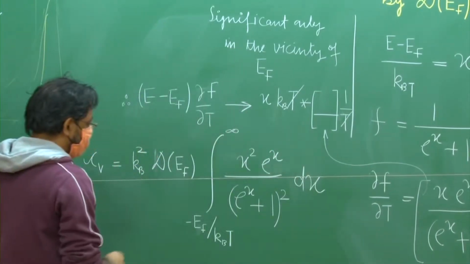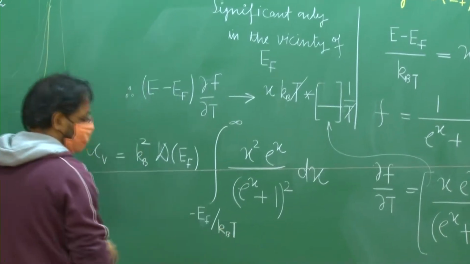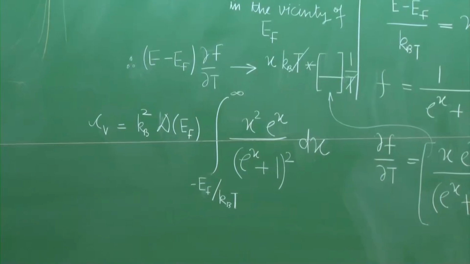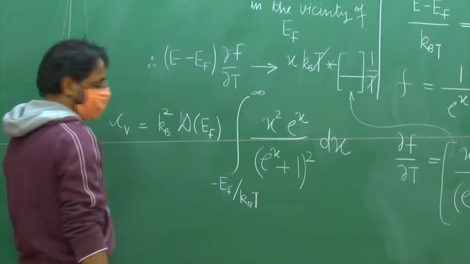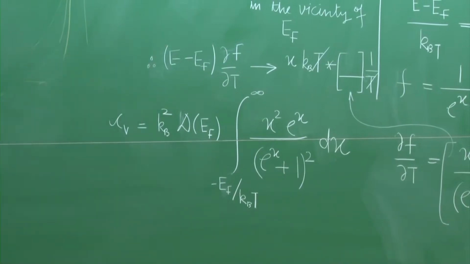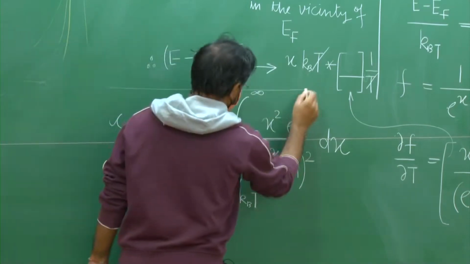This looks nice, except that the lower limit of the integration is not so good. Otherwise, this is a standard integration, right? But you see, now we are going to use an approximation. We are going to write a condition under which the expression that we obtain will be valid.